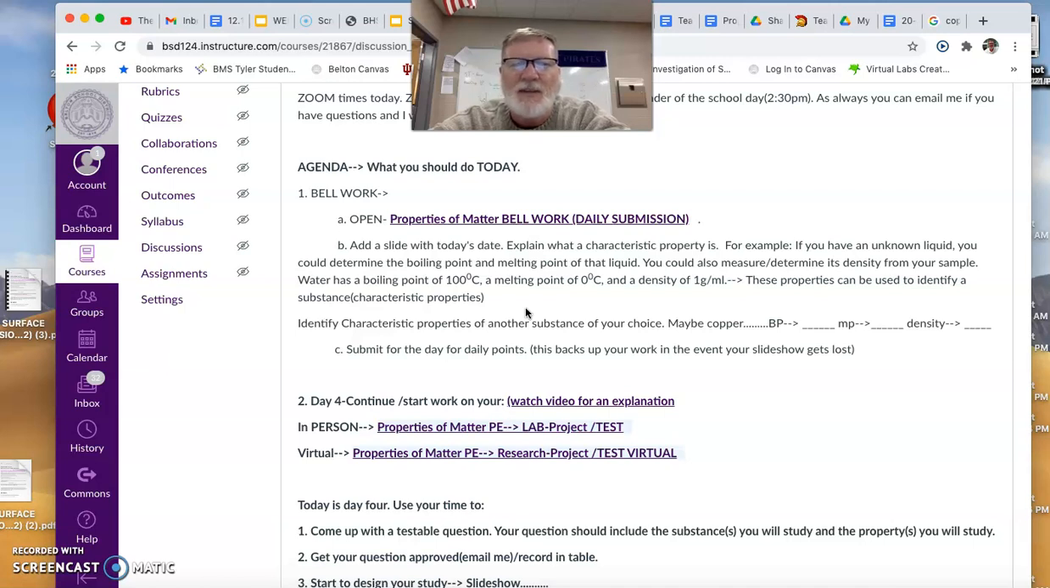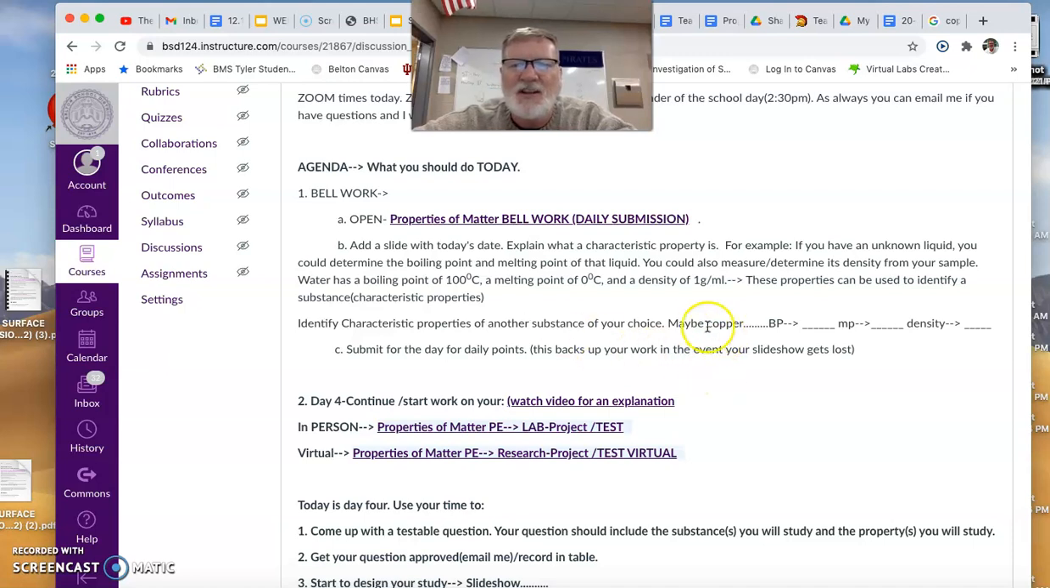So for example, we have studied water. We know water boils at 100. It freezes or melts at 0. It has a density of 1. These properties, these numbers, give a fingerprint of the substance, allowing us to identify what it is. And so define characteristic property on the slide, and then pick a substance.